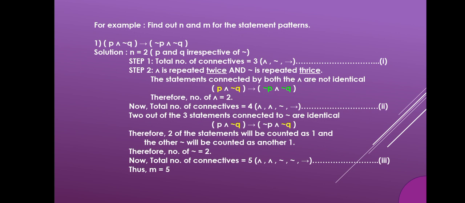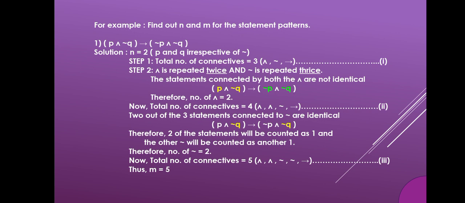The statements connected by both the ands are not identical. The first statements connected by both the ands are different, which are P and not P. As the first statements are not identical, no need to see the second one, as both the connected statements must be exactly identical to count that connective as 1. Therefore, number of and equals 2.